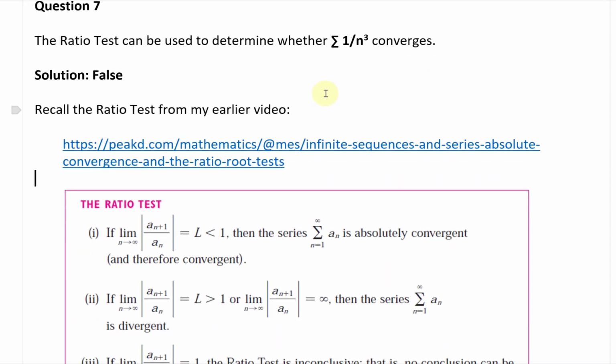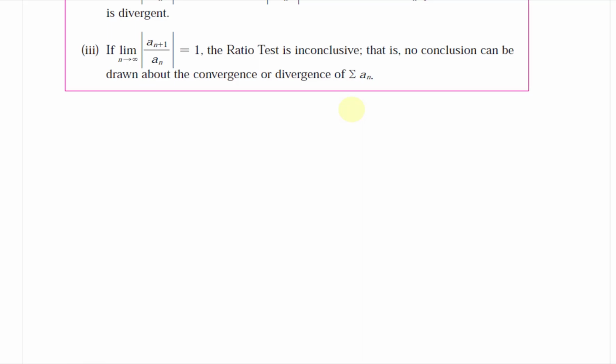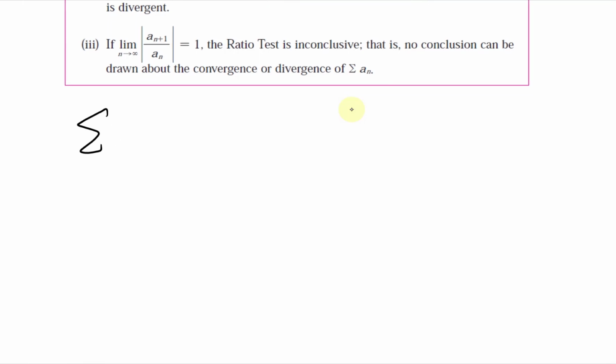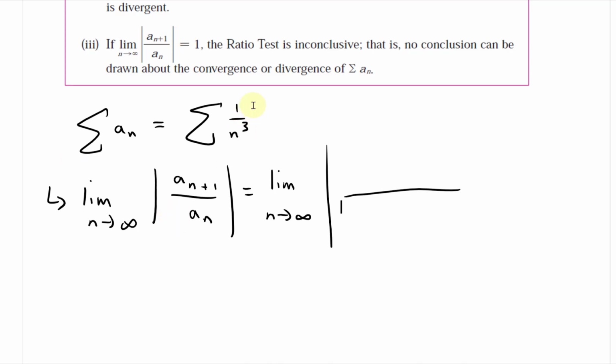Let's just apply the ratio test and see what we get. This is the summation of 1 divided by n cubed, so our a_n is 1 over n cubed. Taking the ratio test, the limit as n approaches infinity of the absolute value of a_(n+1) divided by a_n. In our case, on the top we plug in n plus 1 cubed, so we get 1 divided by (n plus 1) cubed, divided by 1 divided by n cubed, all in absolute value.